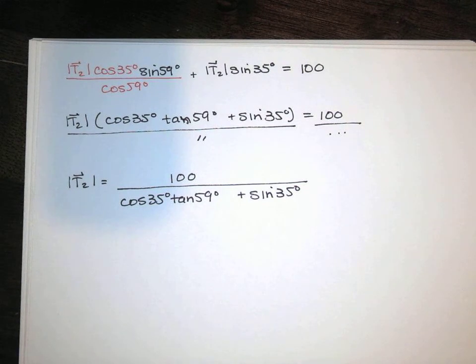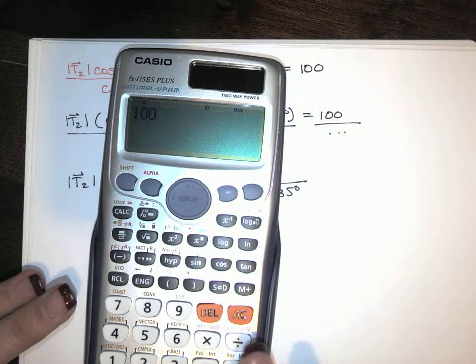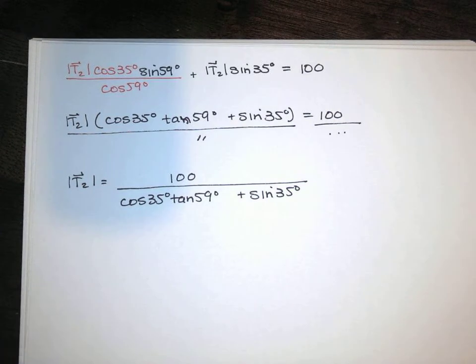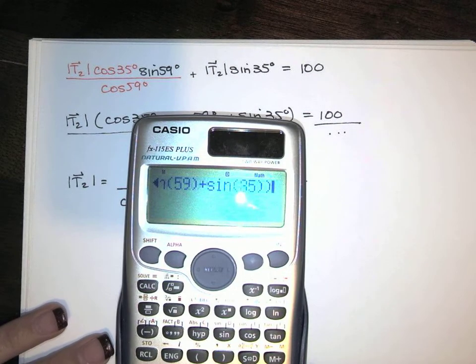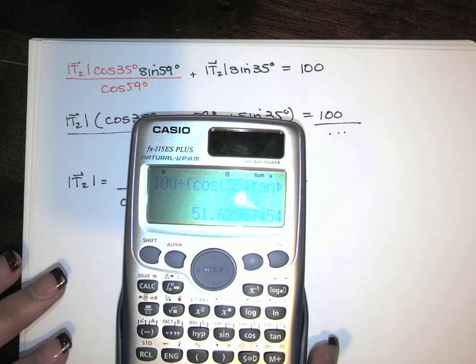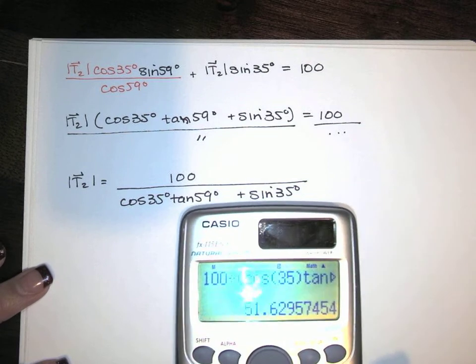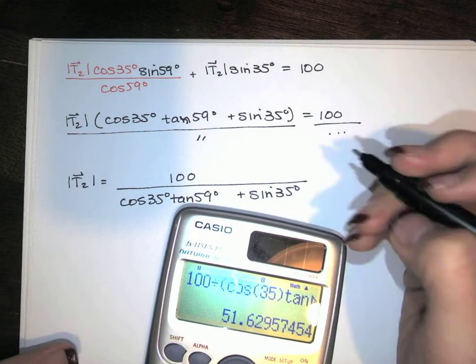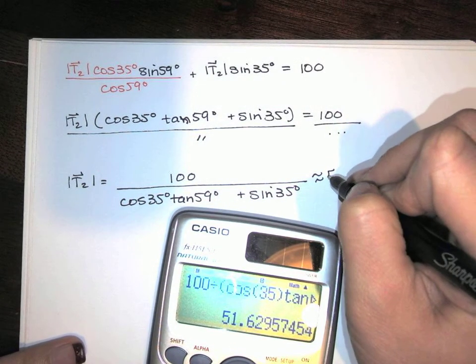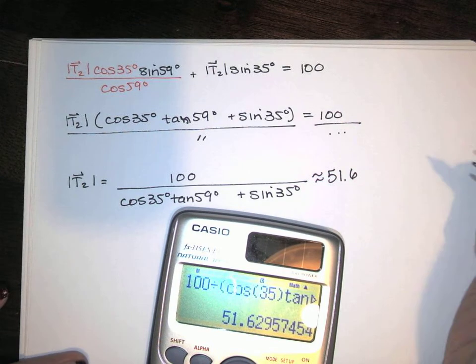Alright guys, so I'm putting in my calculator 100 divided by open parentheses, cosine of 35, and I am in degrees, that's good, times tangent of 59, plus sine of 35, close parentheses for the denominator, hit equals or enter, and we get an approximation. Magnitude is approximately, let's say 51.6. The weight was in pounds, so we're going to have pounds there.